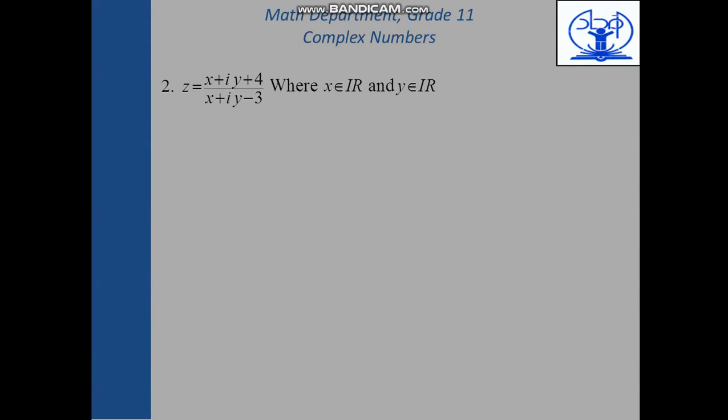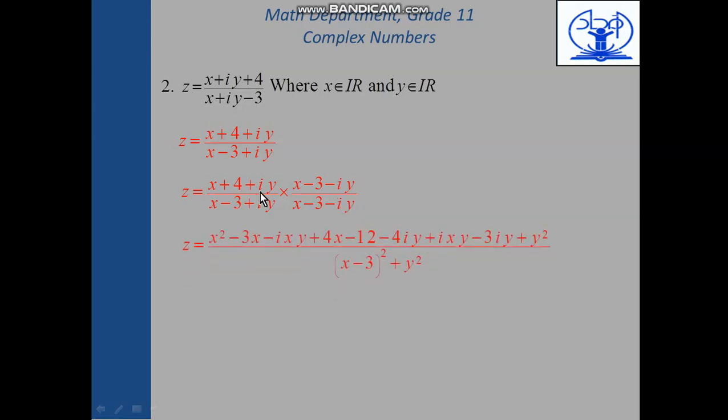z equal to (x plus iy plus 4) over (x plus iy minus 3), where x and y are real numbers. First we group the real part and the imaginary part in the numerator and in the denominator. After that we multiply by the conjugate of the denominator, which is x minus 3 minus iy, in the numerator and the denominator. So now we have real part squared plus imaginary part squared: (x minus 3) squared plus y squared. In the numerator we multiply each term by these terms. So x times x is x squared, x times minus 3 is minus 3x, minus ixy, plus 4x minus 12 minus 4iy, plus ixy minus 3iy, and finally minus i squared y squared, but remember that i squared equals minus 1, so the final term will be y squared.